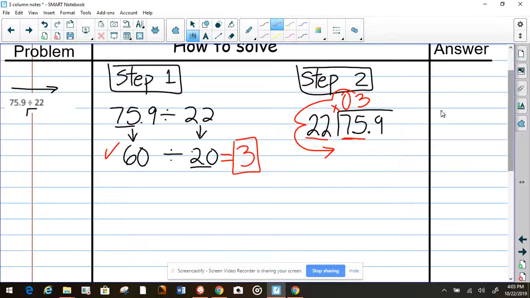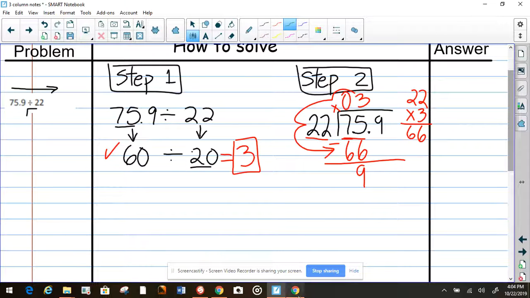Usually I like to do the multiplication on the side, which is 22 times 3. 3 times 2 equals 6, and 3 times 2 equals 6. You can also do it here. So now we know that the remainder, the difference between 66 and 75, is 9.